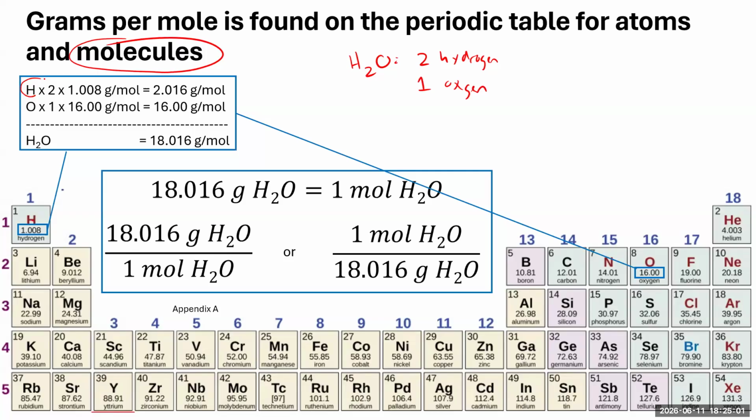So we look at the hydrogen. We have 2 hydrogen, we multiply it by 2, and each of those is 1.008 grams per mole. That's 2.016 grams per mole. Oxygen, there's 1 of them. Each one oxygen is going to be 16 grams per mole. So we add those up and we get 18.016 grams per mole. So 18.016 grams of water per 1 mole of water.